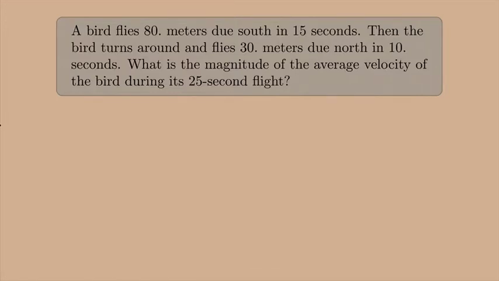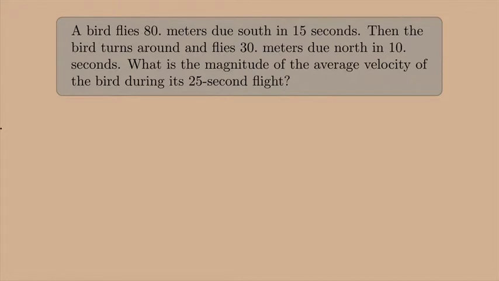A bird flies 80 meters due south in 15 seconds. Then the bird turns around and flies 30 meters due north in 10 seconds. What is the magnitude of the average velocity of the bird during its 25-second flight?